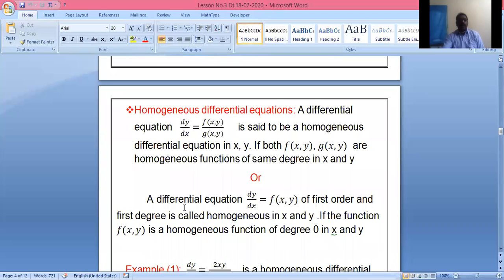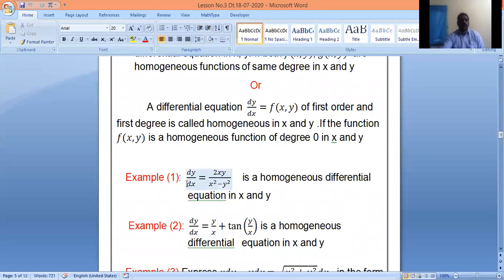Overall, a differential equation dy by dx is equal to f of x comma y of first order and first degree is called homogeneous in x and y if the function f of x comma y is a homogeneous function of degree 0 in x and y.